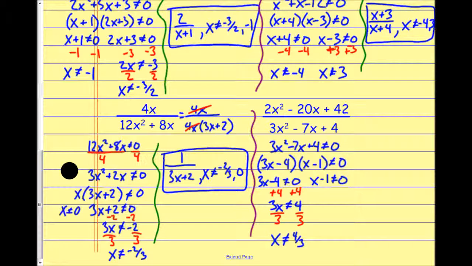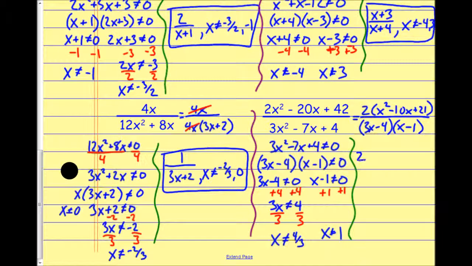Okay, so I've got my two restrictions. Now I want to simplify this fraction completely. In that numerator, I can factor out a 2 to start. So that's going to leave me with an x squared minus 10x plus 21. The denominator I already factored once. Don't do all that work again. Just rewrite the factors you already came up with. The numerator I can factor further. That trinomial in parentheses is going to factor into an x minus 7 and an x minus 3.